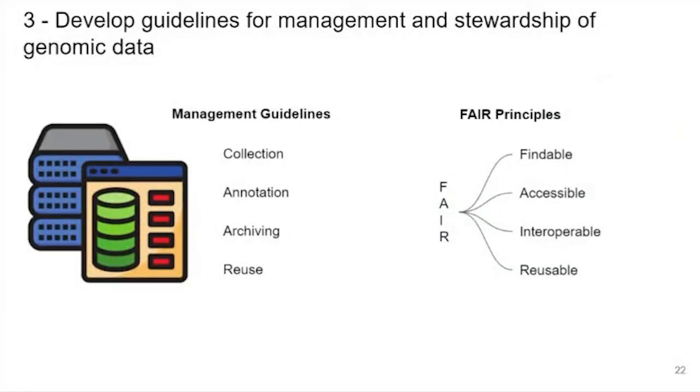So another recommendation is to develop guidelines for the management of genomic data, and these guidelines should consider the collection, annotation, archiving, and reuse of data. The community should develop these guidelines based on the FAIR principles, which consist of findable, accessible, interoperable, and reusable data. And this principle can keep the data analysis accurate and reveal novel insights, since we have more data to work on.